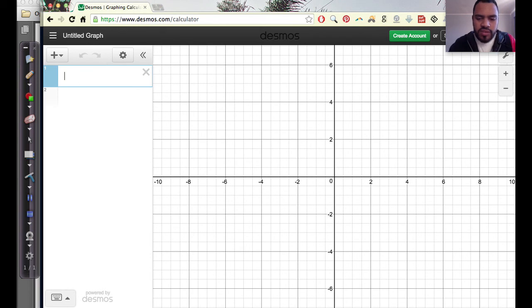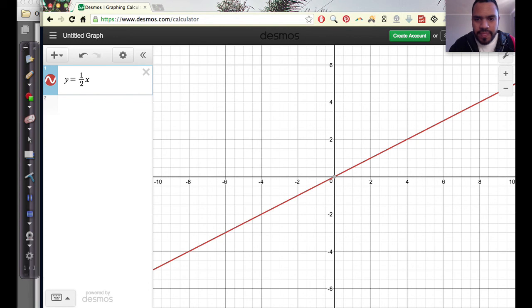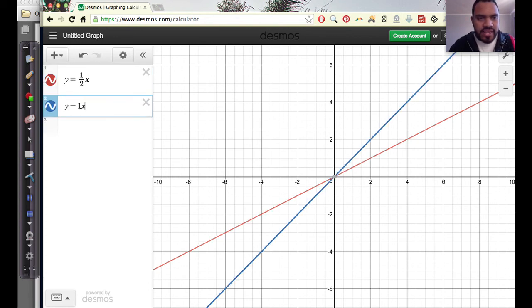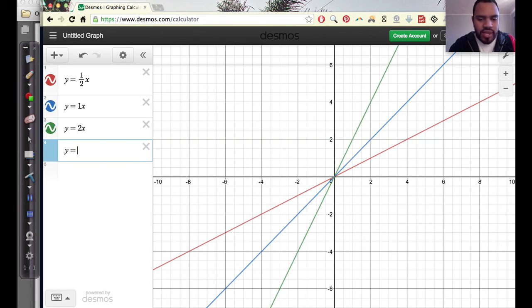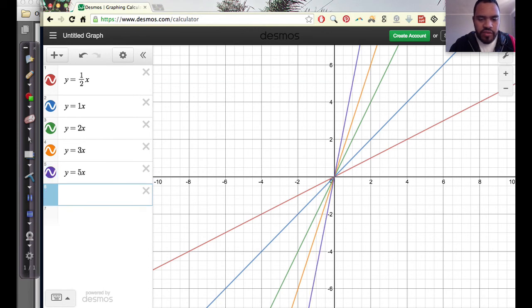Okay, so we're going to do the first graph, y equals 1 divided by 2x. Okay, and it looks like that. It's a red curve, y equals 1x, which is the same as y equals x. I'm going to draw the graph of y equals 2x, y equals 3x, and also the graph of y equals 5x, and then the graph of y equals 10x.